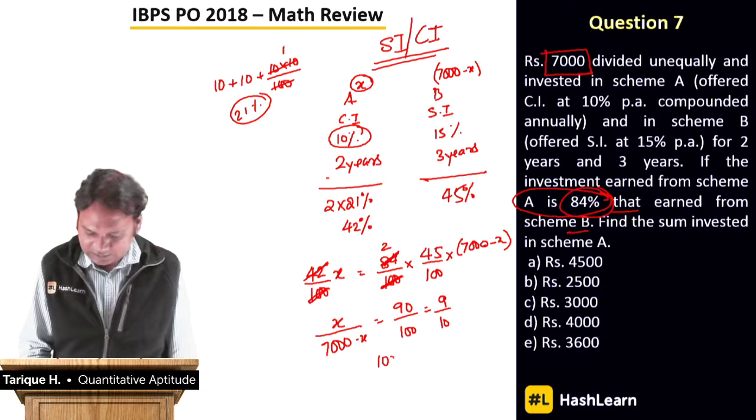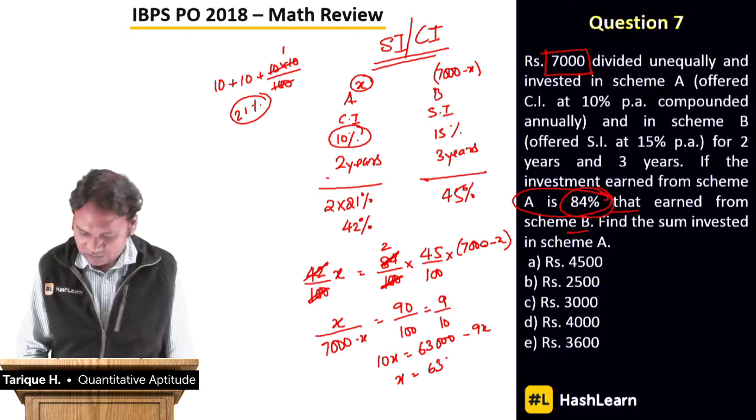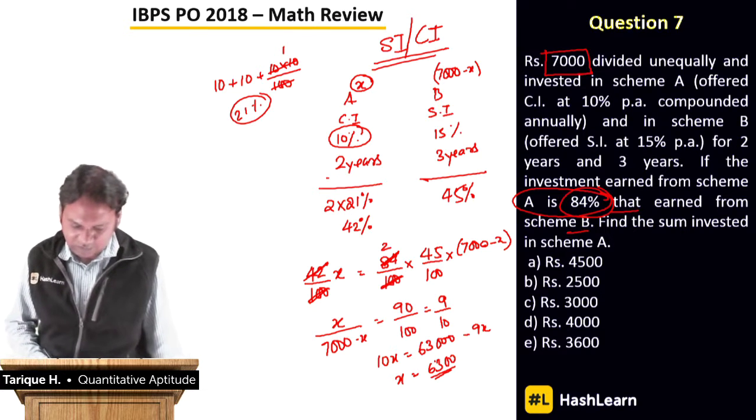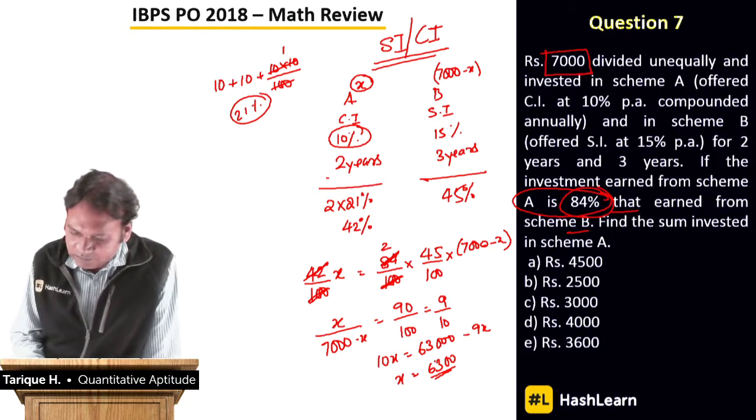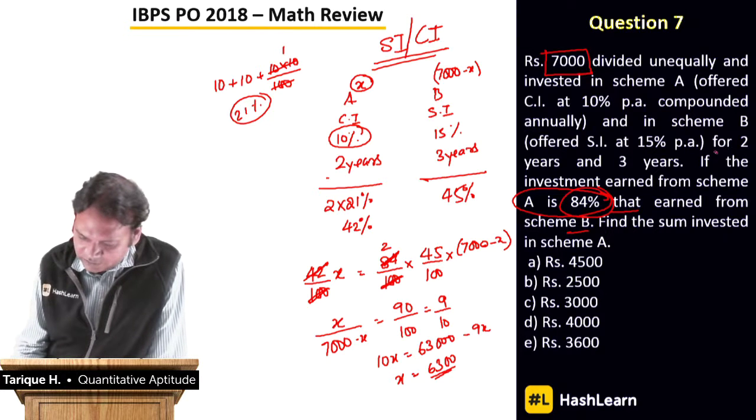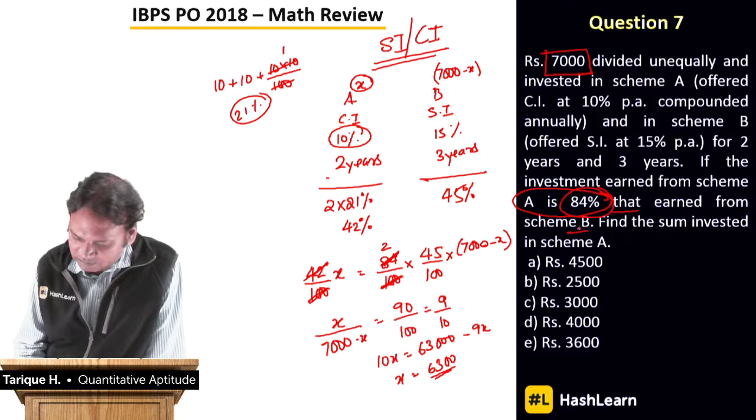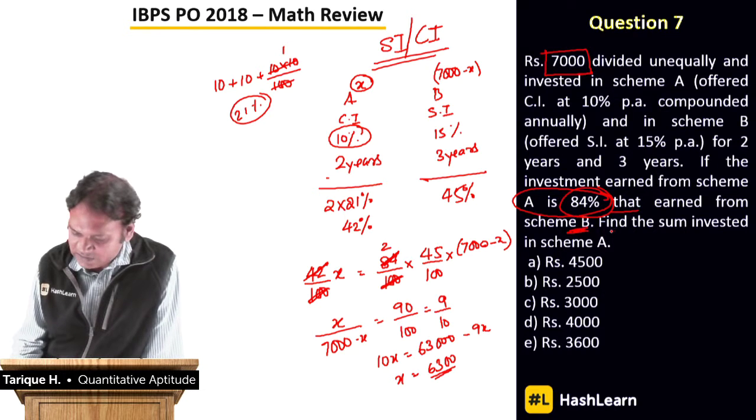So what value can I put here? Or we can say 10x is equal to 63,000 minus 9x, or x is equal to, that's getting me the wrong answer, no, 63,000 I am getting. Something wrong is there. One second. 2 years and 3 years, the interest earned from scheme A is 84% of that earned from scheme B. Find the sum invested in scheme A.